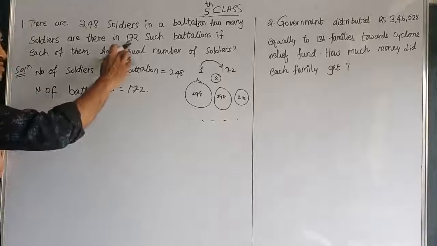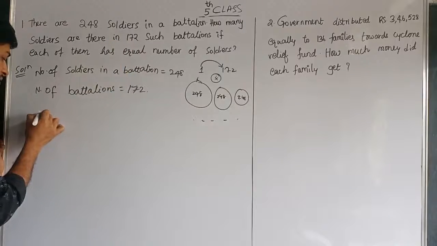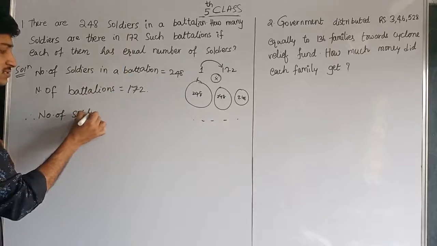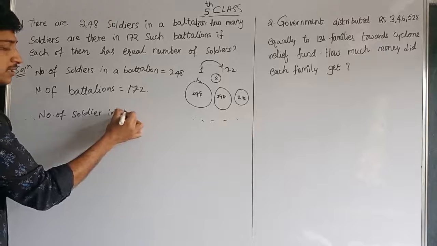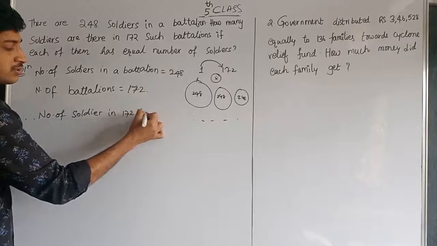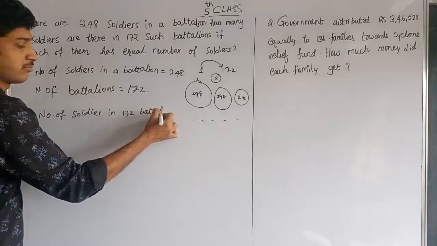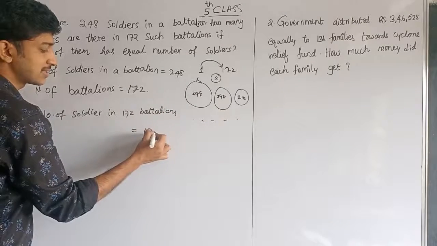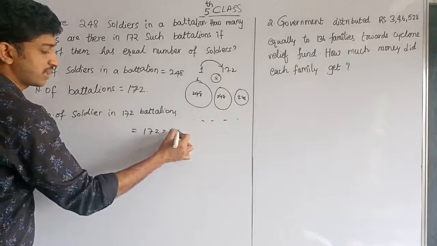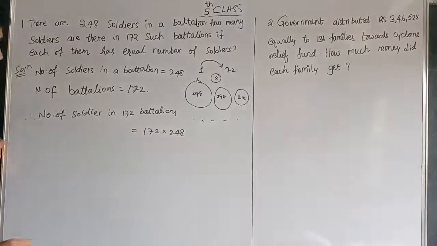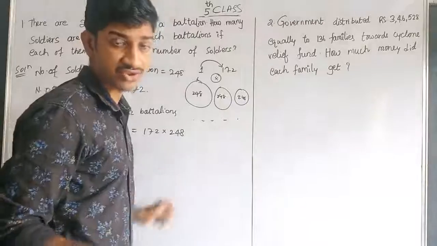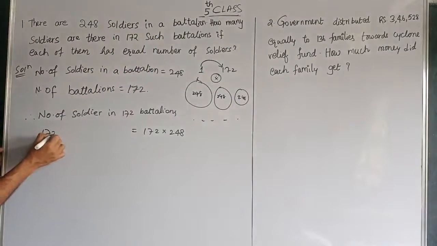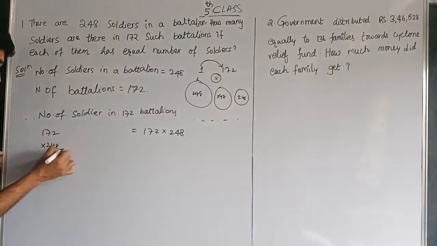Number of soldiers in 172 battalions. Therefore, number of soldiers in 172 battalions equal to 172 into 248. Okay, means we have to multiply these two numbers. Then we get the number of soldiers in 172 battalions. So I am multiplying here 172 into 248.